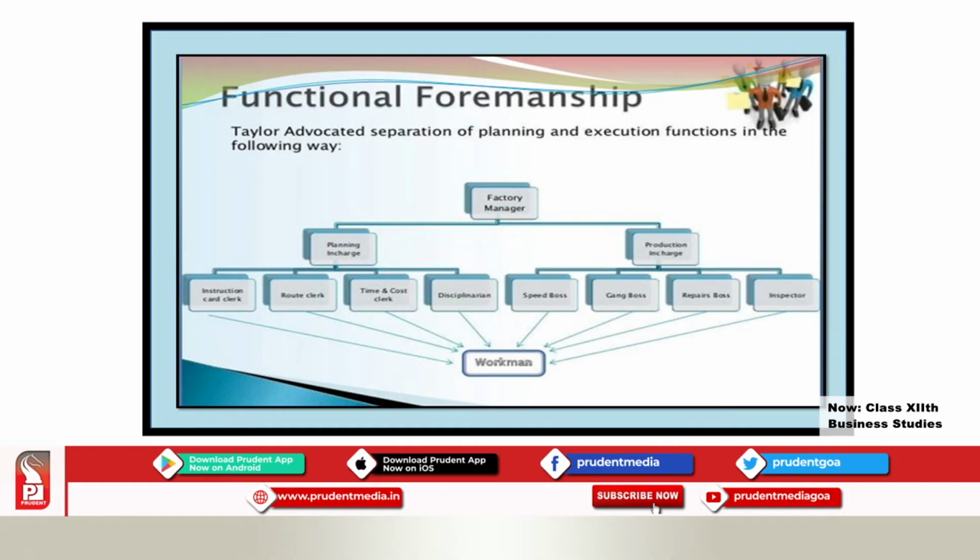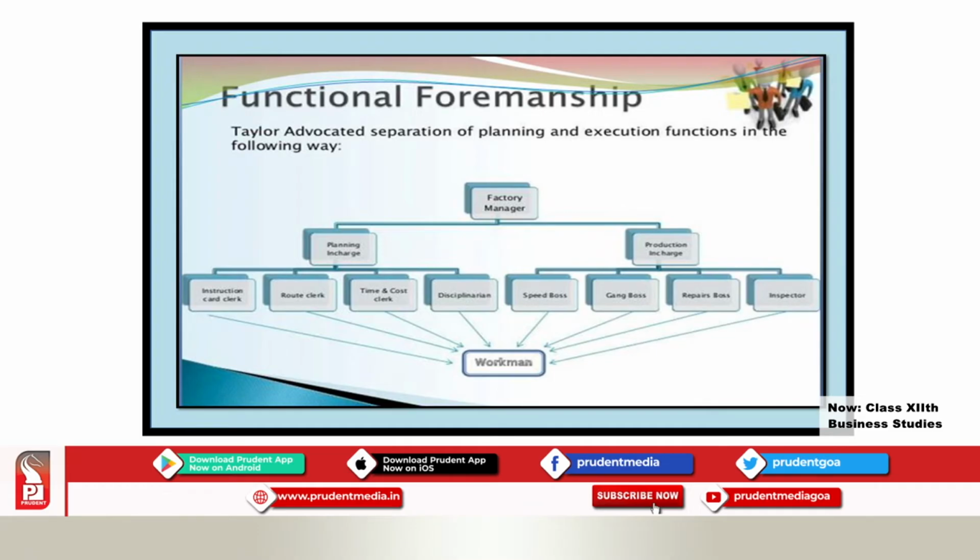Another supervisor from the production department, he sees about the quality of the product. He sees about the standard of the product, whether the standard has been maintained according to the pre-decided standard or not. So this is what happens. And finally, all of them get connected with the workers. Everybody gets connected with the workers. This is called functional foremanship.